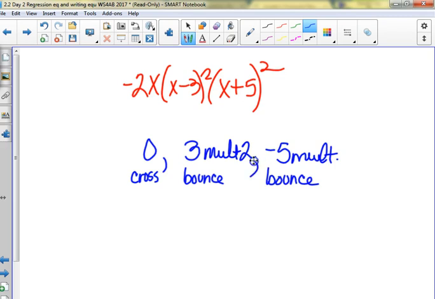What about degree and leading coefficient? Can anybody help me with that? There's a -2, there's an x. We can get rid of this and say this one would be an x squared, and this back here would be an x squared. So it is degree 5 with a leading coefficient that is negative. Yes, it's -2, but it's negative.